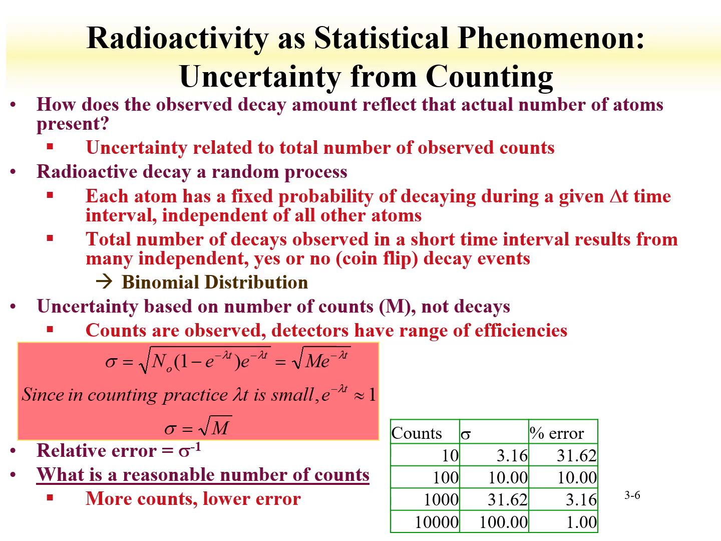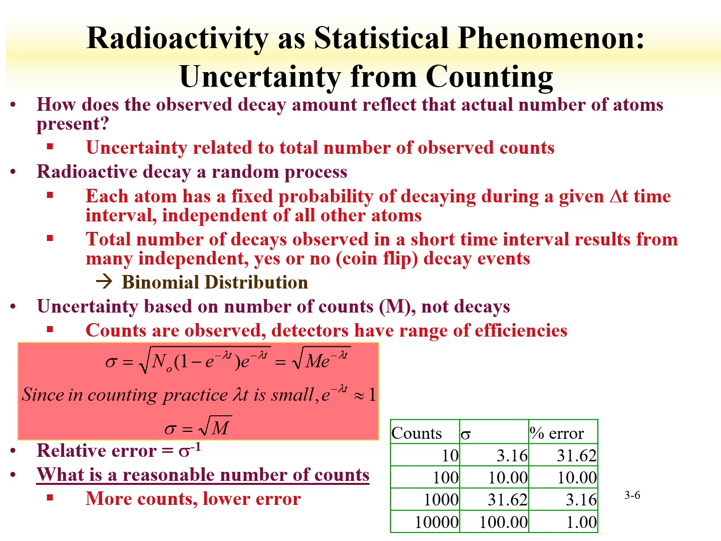It turns out that the uncertainty is based upon the number of counts that are observed. I want to emphasize that this is counts observed, not the decays. So for instance, if you have an isotope that has 100 decays per second, but your detector can only observe 10% of the decays, then you're only going to see 10 counts per second.